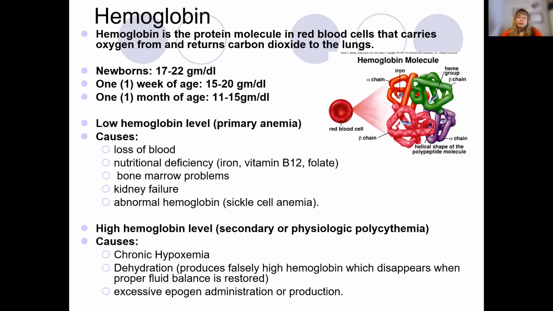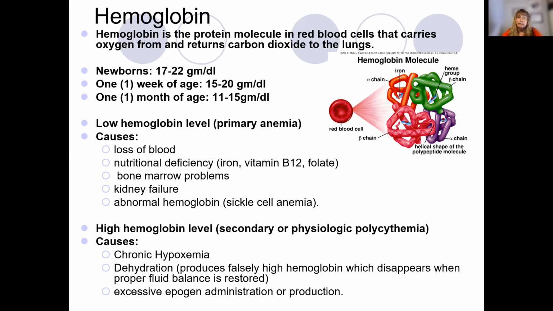Hemoglobin is the protein molecule in the red blood cells, which helps us to carry oxygen and return carbon dioxide to the lungs. In newborns, hemoglobins are usually 17 to 22. At 1 week of age, they should be about 15 to 20. And at 1 month of age, they're down to about 11 to 15.